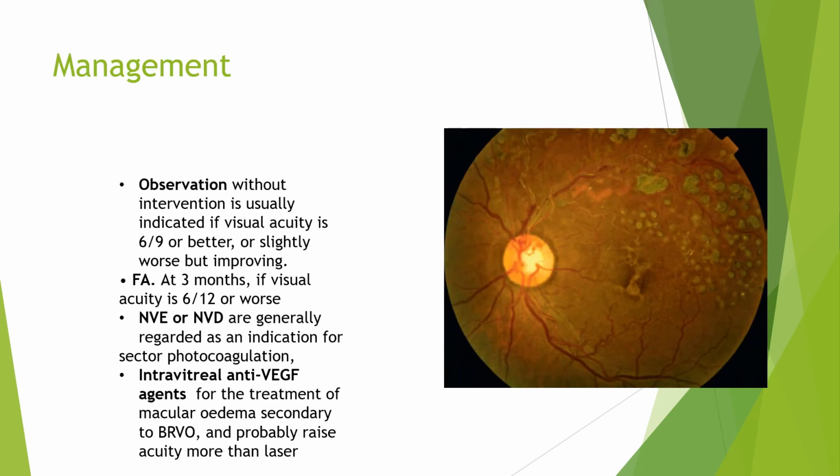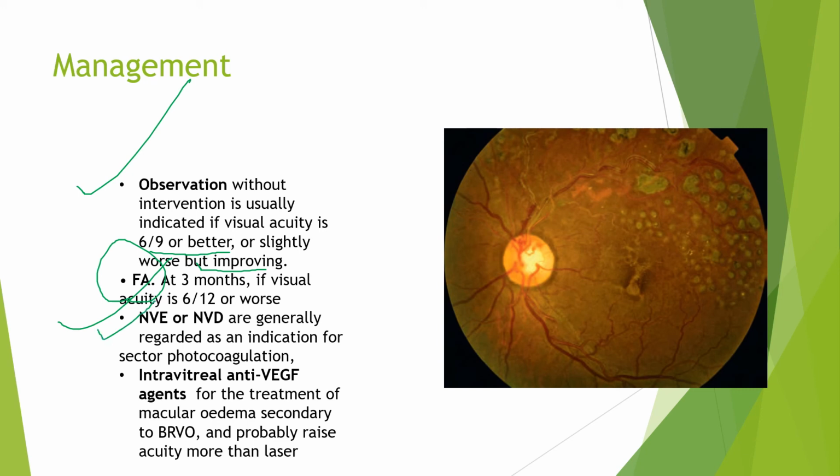Now you have made a diagnosis, how to manage? See, the first thing is observation. Observation is usually indicated if visual acuity is 6/9 or better, or if it is slightly worse than that, like 6/12, and it is improving. Only then will we observe the patient. Otherwise, we will do a fluorescein angiography at 3 months if the visual acuity is 6/12 or worse.